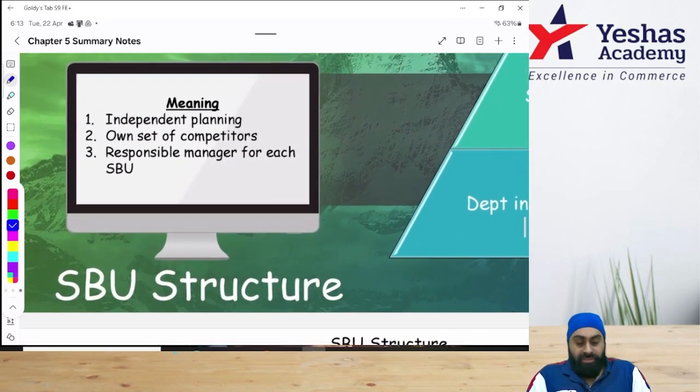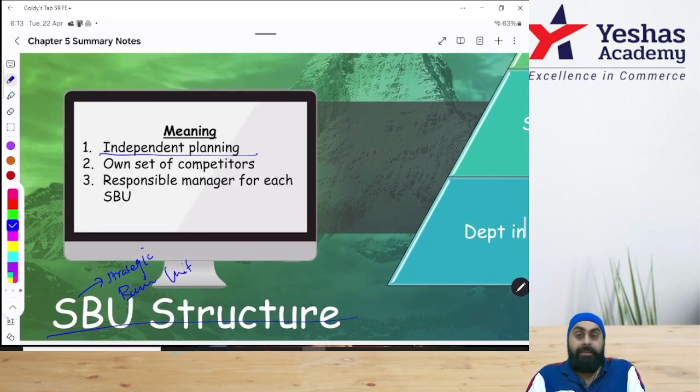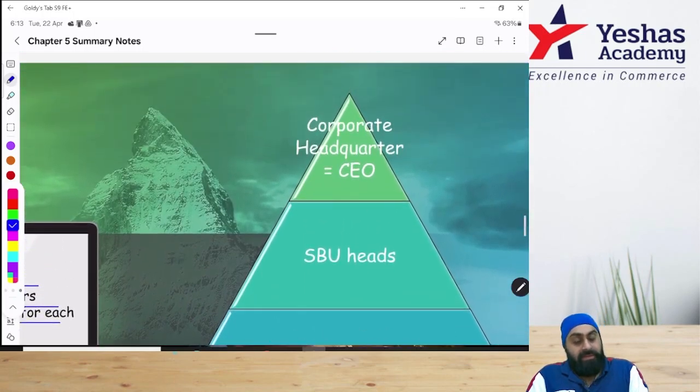Meaning of SBU structure. SBU stands for Strategic Business Unit. Independent planning of every SBU. Own set of competitors. A responsible manager for each SBU. There are 3 levels in the SBU. Starting with the corporate headquarters at the top level. The second is the SBU head.